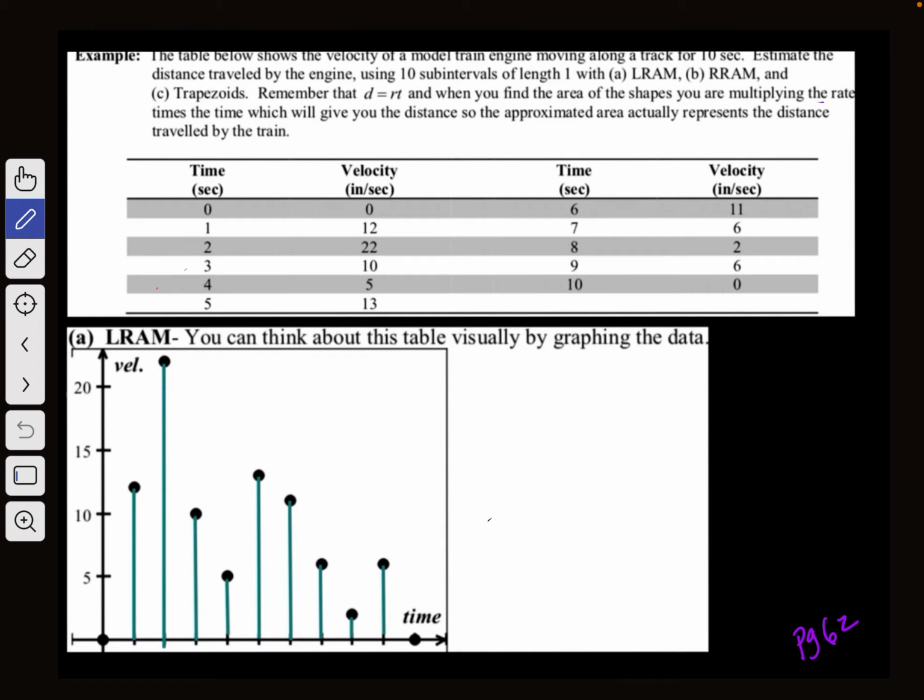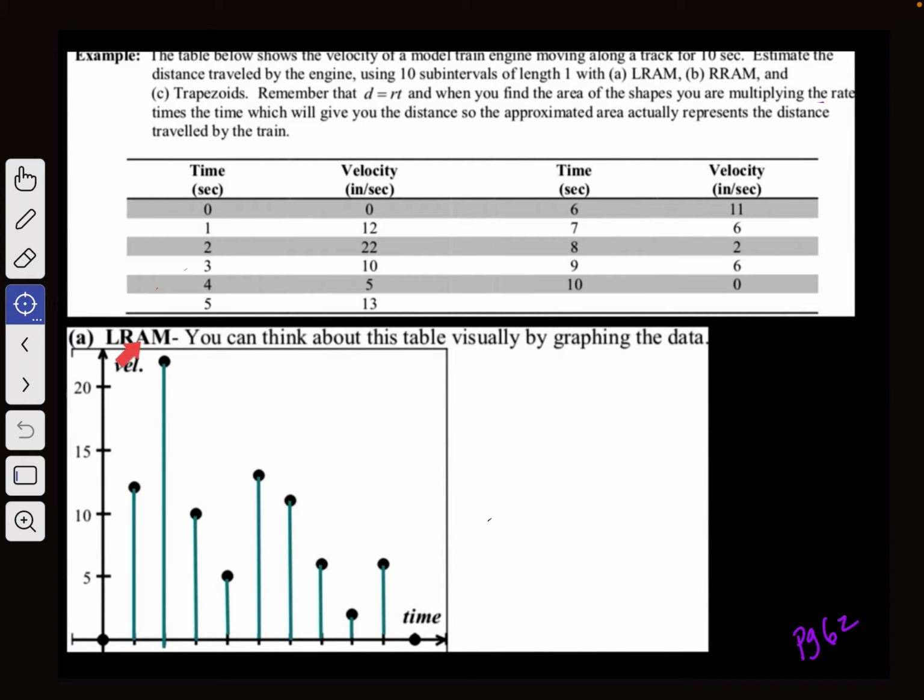So we've got our points plotted. 0 is 0, so that's this guy here. 12 is this guy here. 22. And so it wants us to use an LRAM. You can think about this table visually by graphing the data. I love graphing the data.